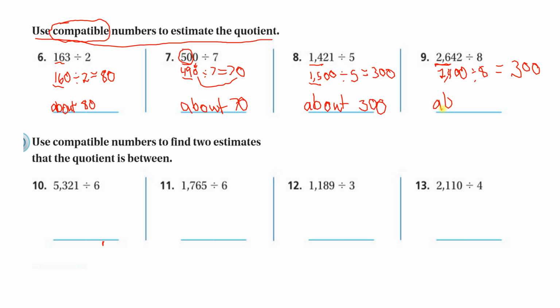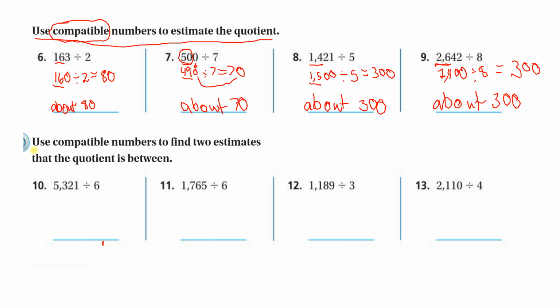And again, don't forget, how can I check my answer to see if it's reasonable? Yeah, I would multiply, do the opposite. So I would take my quotient, 300, times my divisor, 8, and see if I get back to my dividend. So 8 times 3 would be 24, 2 zeros, yes, I get back to 2,400, which would be a reasonable estimate for 2,600.